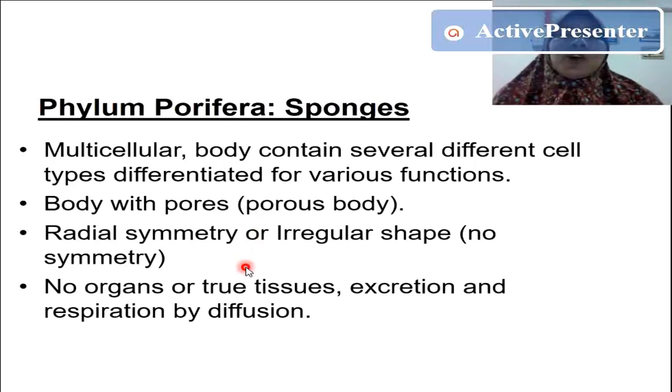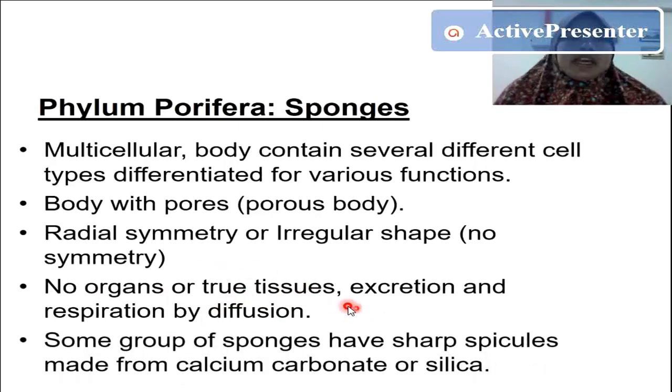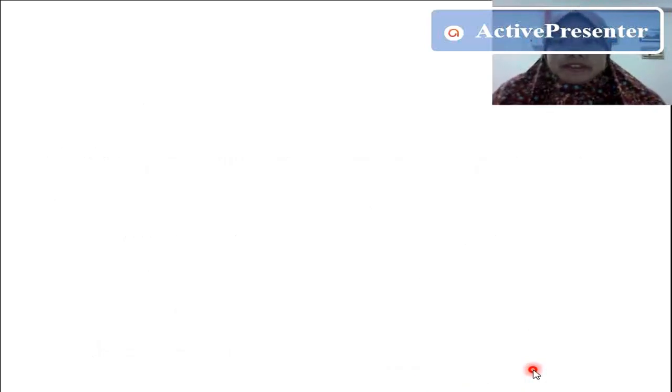And they do not have a definite shape, so either radial symmetry or irregular symmetry. They have no organ or tissue. So how do they do excretion and respiration? Everything is just by diffusion. Some groups of sponges have sharp spicules. These spicules are made of calcium carbonate and silica. So what is the function of the spicules? I'll explain a bit further.